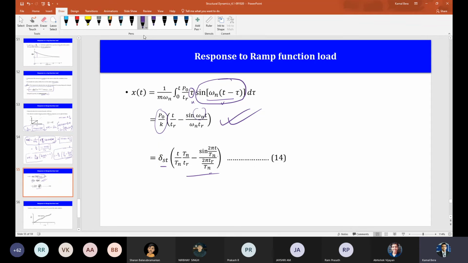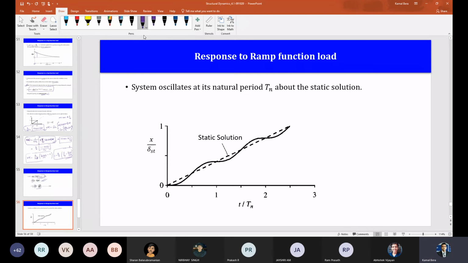Here also the same thing. So there are two ratios coming into the picture: t by Tn, the time related to the natural time period of the system, and Tr by Tn, the rise time by the natural period of the system. If you plot x by delta st against t by Tn, the system will oscillate about the static solution. Just plot it and see.